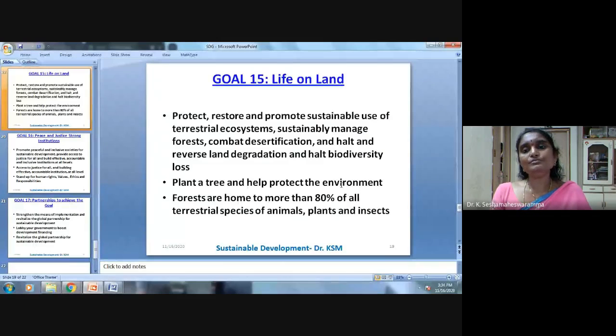Forests are home to more than 80% of all terrestrial species of animals, plants, insects, everybody. See the crisis going on. If you can conserve it, human beings will sustain, or otherwise there is a lot of problem.